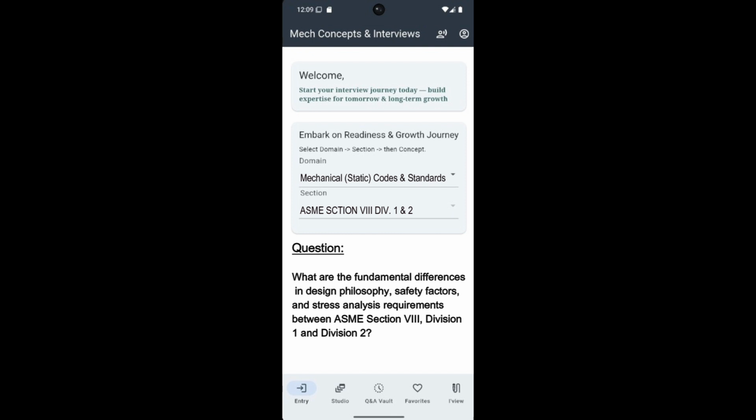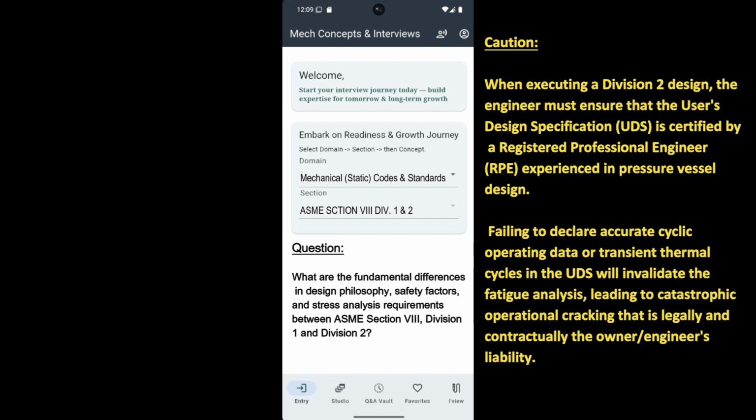But let's pivot to the legal and contractual side. You mentioned the user's design specification, the UDS. What is the critical liability trap an engineering firm faces when executing a Division 2 design? The liability trap is rooted in fatigue. Division 2 explicitly accounts for cyclic loading. So when an engineering firm drafts the UDS, it must be certified by a registered professional engineer, an RPE. Someone specifically experienced in pressure vessel design, I assume.